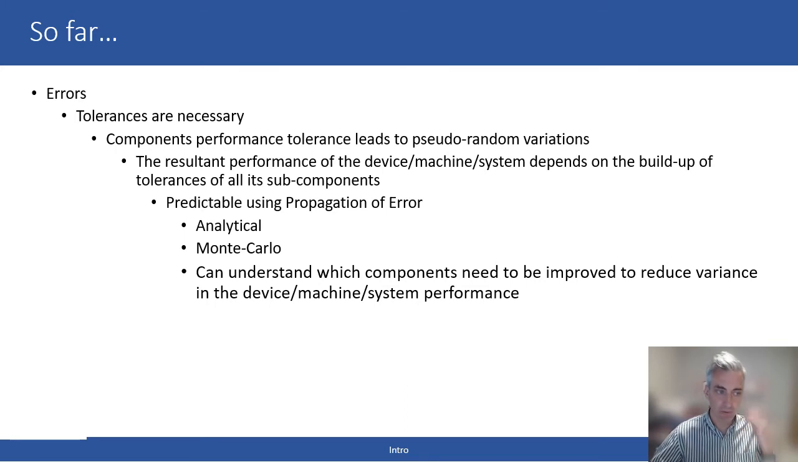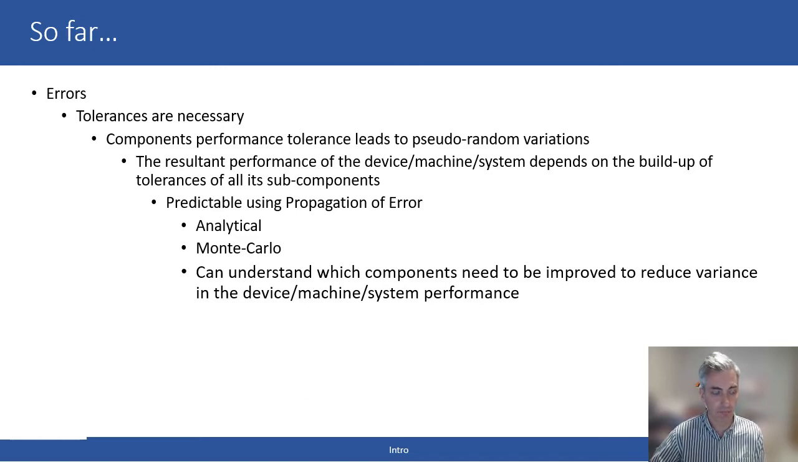So this is why it's important to understand the origin of these errors and how they might build up. If we're building a system, the system is obviously composed of components, and the tolerances and variability in these components all have their own pseudo-random distribution, and these distributions of the individual components add together to affect the performance of the final machine or system that you're trying to build.